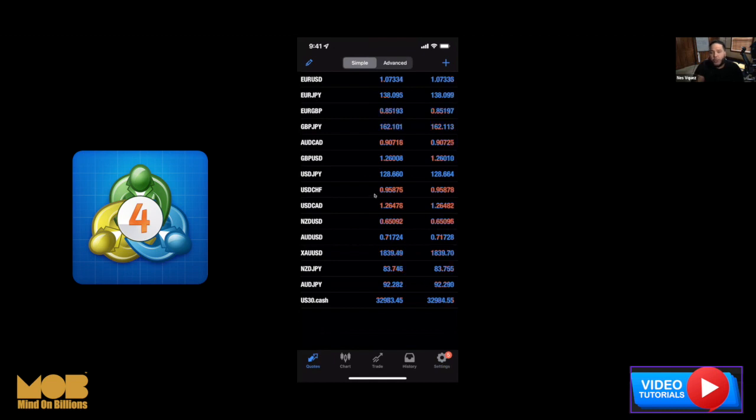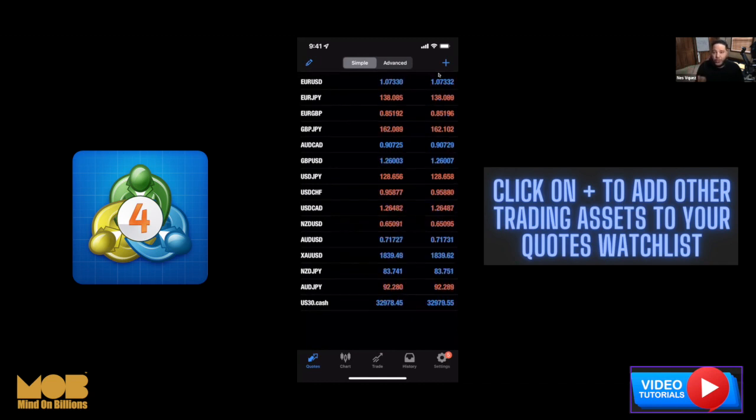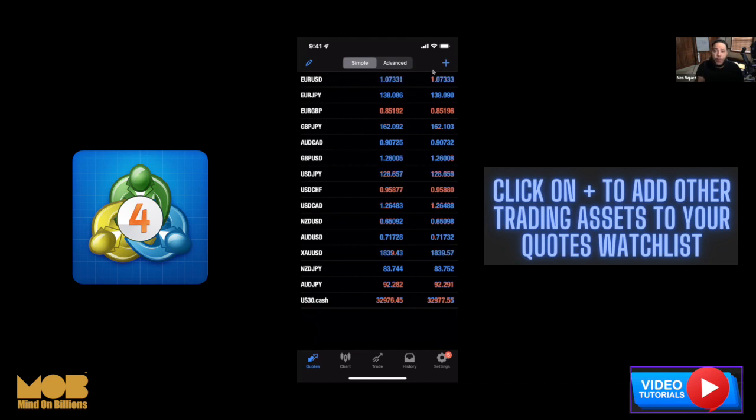You're going to see that the quote screen is set to the simple quotes over here, and you're going to see a few trading assets there. If you want to add any more, you just simply click on the plus sign. Depending on what broker you are logged in through, you could add other trading assets to your watch list. Different brokers will allow you to trade different trading assets, so keep that in mind. You really want to look around to see what broker may be a better fit for you.